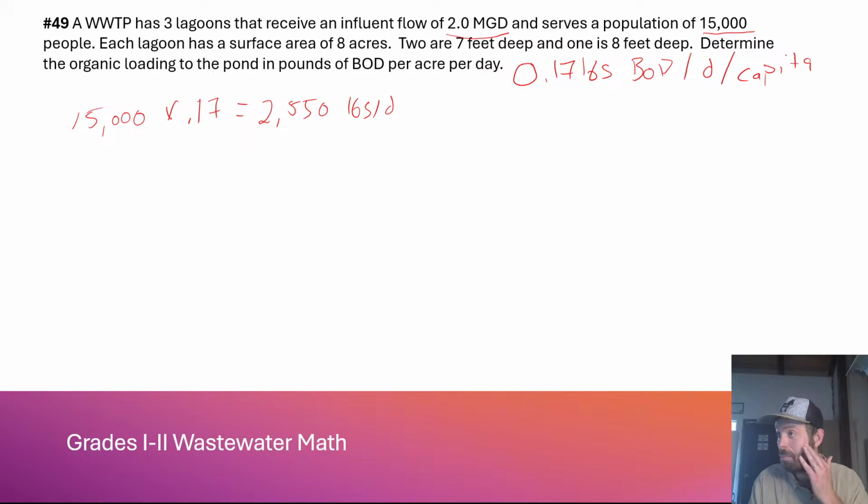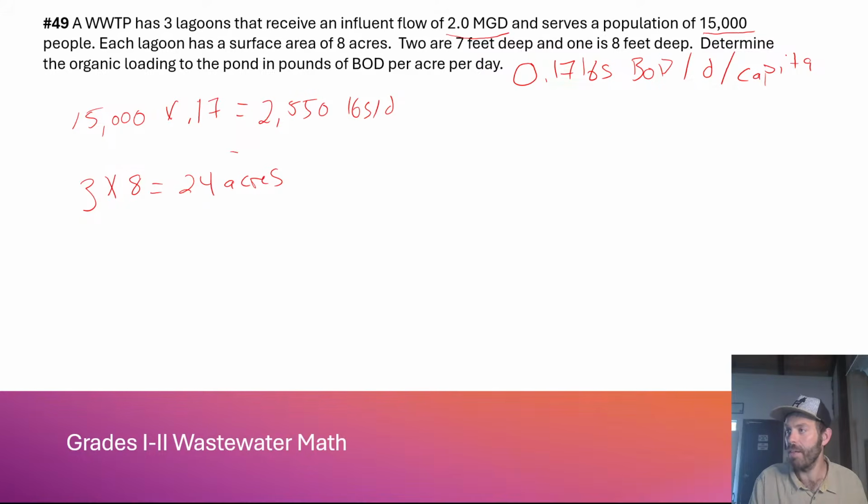Now, I have 3 lagoons. Pay attention to that. Each lagoon has a surface area of 8 acres. So now we're gonna go 3 times 8 is 24 acres. Now here's the kicker on organic loading to a pond. You don't use the depth. You use it in an aeration basin, you use the depth. In a trickling filter, you use the depth. But for whatever reason, and I don't know why, maybe Matt, you can weigh in on why this is. I've never been able to figure out why we use surface area for organic loading and not volume, but that's what it is. So all you do now is 2,550 divided by 24 acres, and that's gonna give us pounds BOD per day per acre.